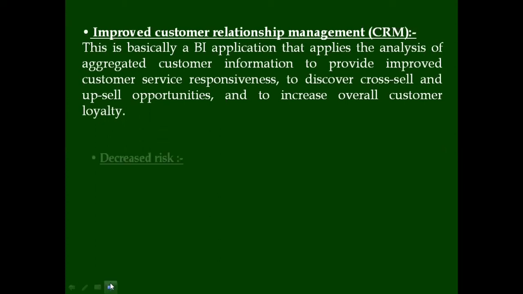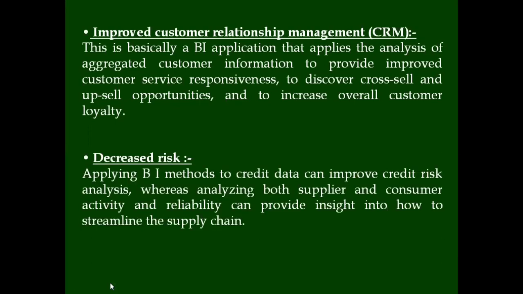And the fourth point is decreased risk. How will it decrease the risk? Applying business intelligence methods to credit data can improve credit risk analysis, whereas analyzing both supplier and consumer activities and reliability can provide insights into how to streamline the supply chain.